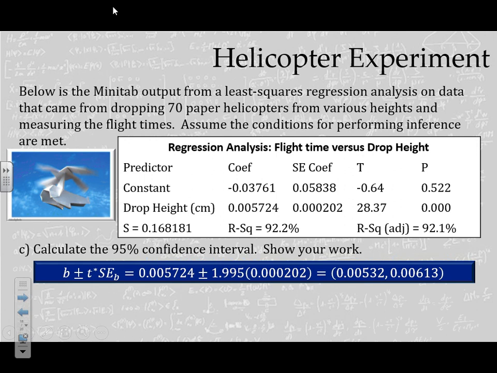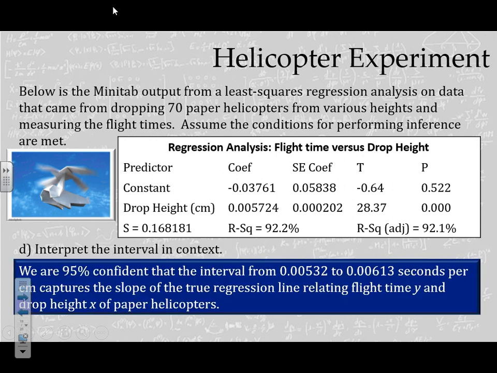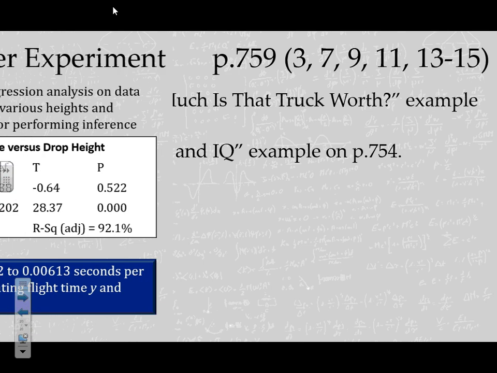And so if we wanted to interpret that, what would we say? We are 95% confident that the interval from 0.0053 to 0.0061 captures the true slope of our regression line, right? So it's interpreted exactly the same as before. So we're 95% confident that our interval captures the slope of the true regression line relating flight timing to drop height. Okay? So that's our process there.